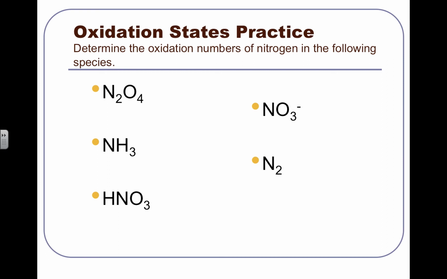Notice that all of these, if they're combined, are combined with oxygen or hydrogen. So we're going to use our rules about oxygen and hydrogen to then do some algebra and figure out what the oxidation state is for the nitrogen atom.